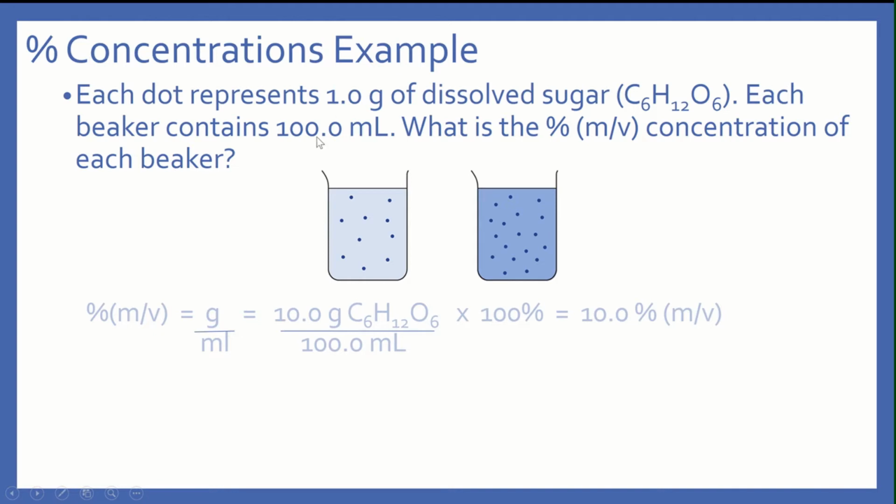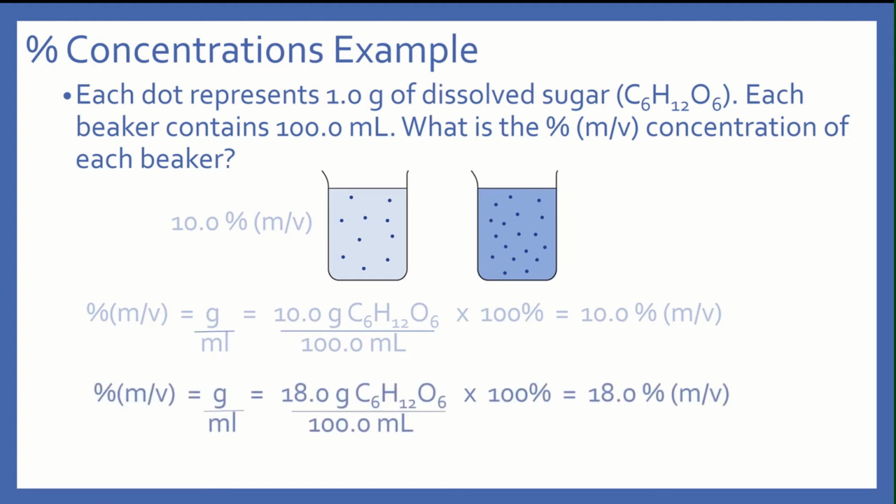We have 100 milliliters of solution. So we divide 10 by 100, multiply it by 100%, and we'll end up with a 10% mass to volume solution for this more dilute solution. There's a numeric value that makes this a quantitative analysis. That helps us a lot.